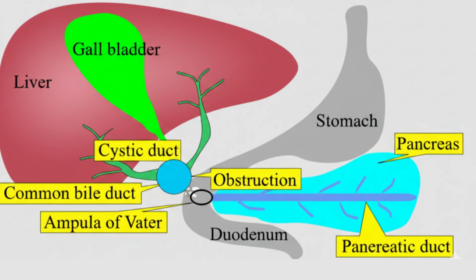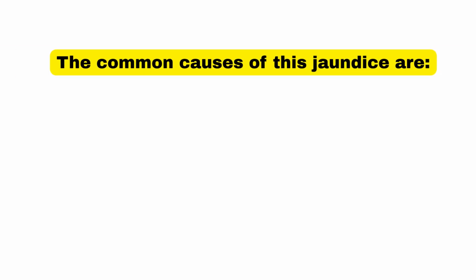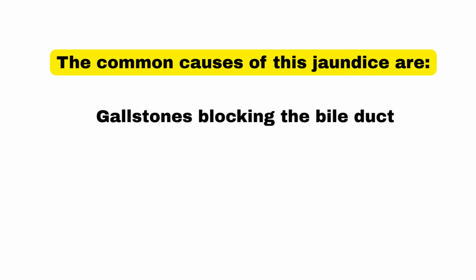Next, obstructive jaundice. As the name suggests, obstructive jaundice occurs due to blockage of bile flow. The common causes of this jaundice are gallstones blocking the bile duct, tumors, and pancreatic head tumors. So, what happens here? In obstructive jaundice, the liver cells are normal.